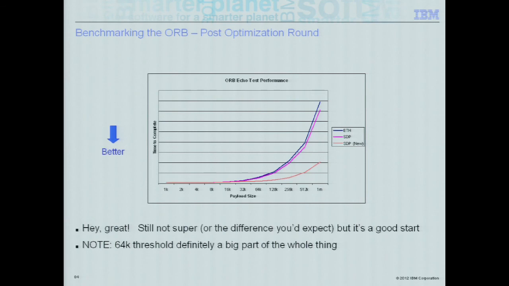Now, I won't lie to you. Some of those changes also affected the Ethernet numbers, which unfortunately I don't have on this graph. But the point is that we got significantly better. I will also point out that the 64K threshold and increasing the buffer was really the bulk of the win. Okay, but there still were other things that gave you that extra few percentage points that really helped out.